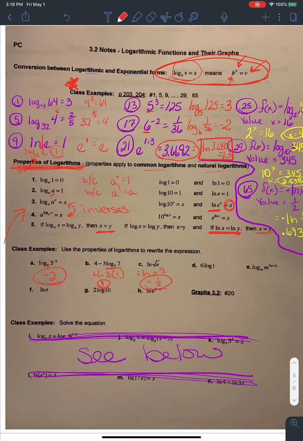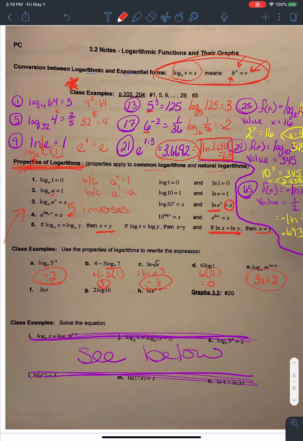Letter D uses property number 1. Log base A of 1 is equal to 0. So that must mean 6 times 0 equals 0. Letter E, it looks to me like this is m to a power, so that looks like property 3 again for me. The log base m and the value m kind of cancel each other out, and that leaves me with 3x plus 2. Since I can't simplify that anymore, it's my answer.